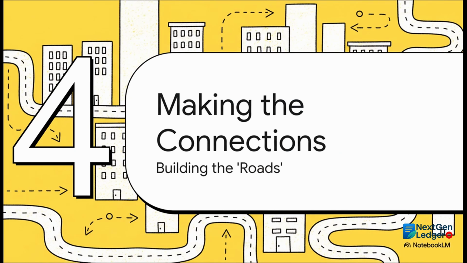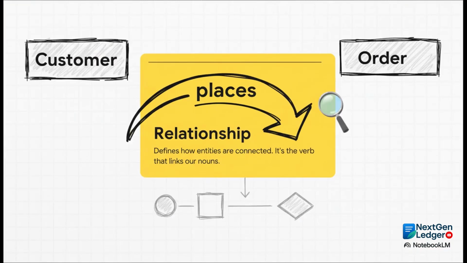Let's talk about making the connections, or as we call them, relationships. So a relationship is pretty much what it sounds like. It's the action, the verb that connects our entities. If customer and order are the nouns in our story, the relationship is the word places. A customer places an order. It's that active link that brings our whole blueprint to life.